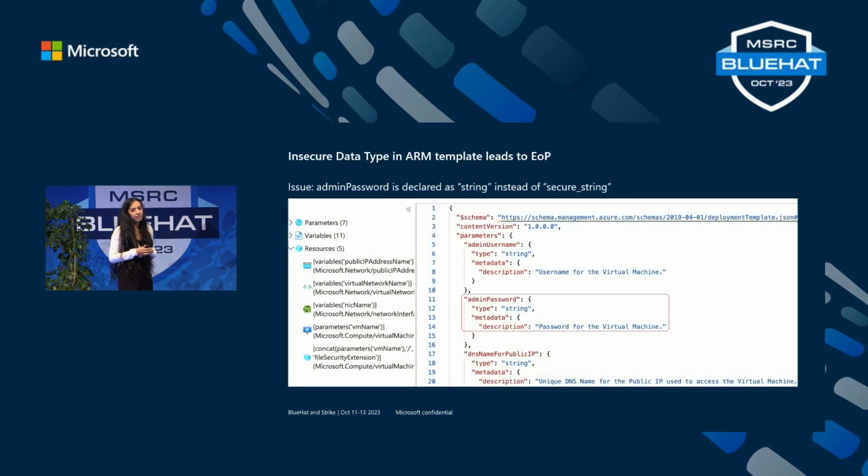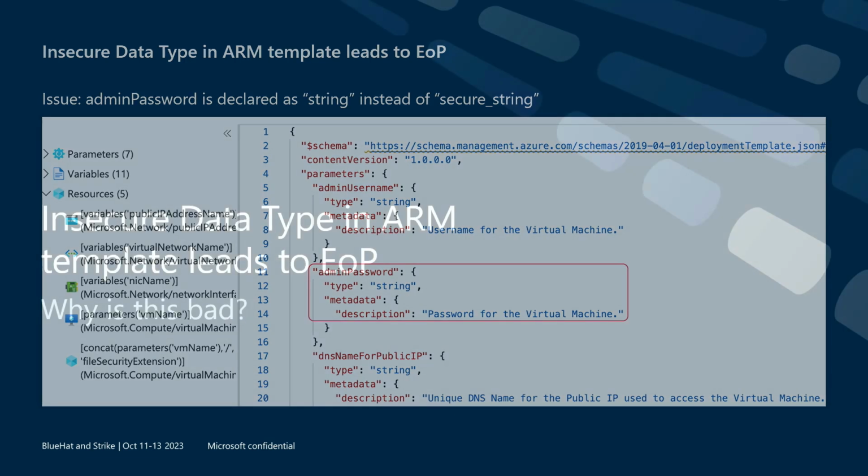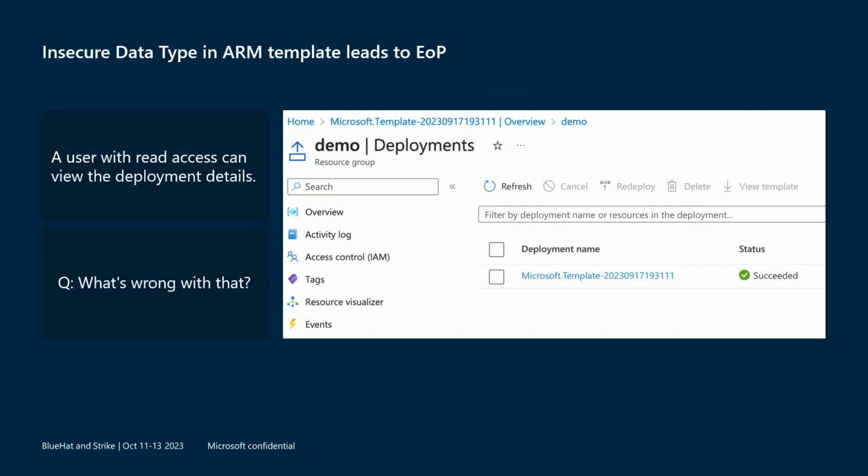So the next use case that we chose to write signatures for is something we found through our cases. And here you can see that there are admin credentials for a VM being set with the data type string. And we'll see why this could be a vulnerability. So this is the vulnerability we're dealing with. Whenever we have insecure data types in Azure Resource Manager templates, that is something we have to be looking out for.